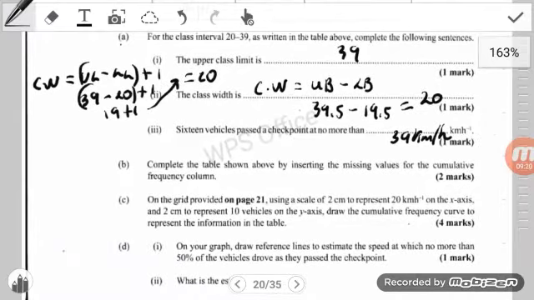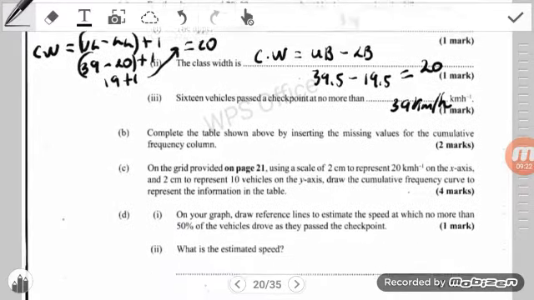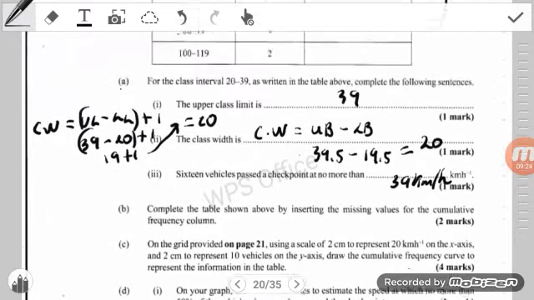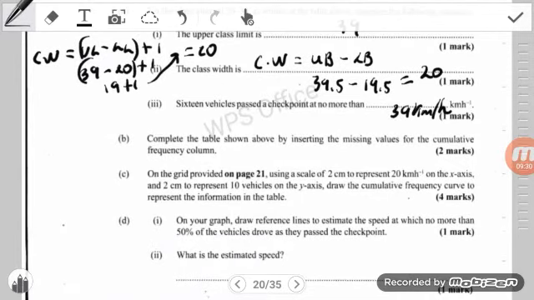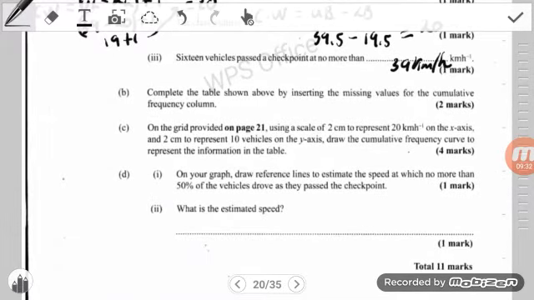Alright, pretty good. A lot more emphasis will be placed on what the cumulative frequency is in future tutorials, so do look out for that. Next part, we have to complete the table shown above by inserting the missing values of the cumulative frequency column.